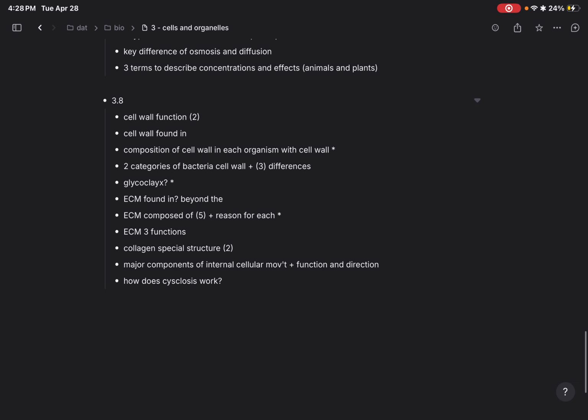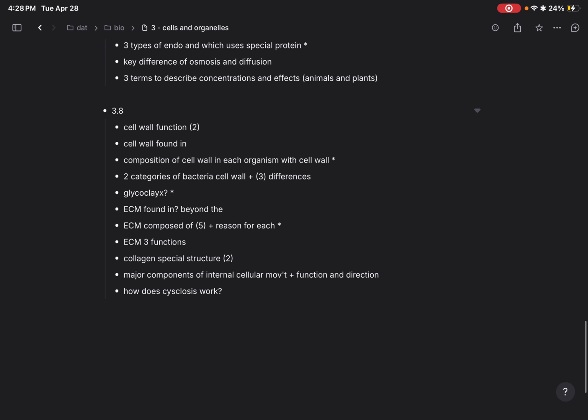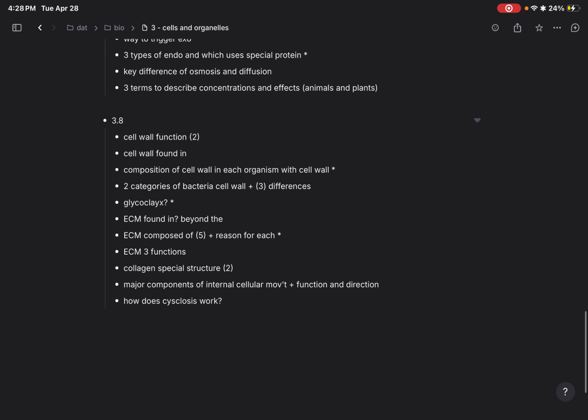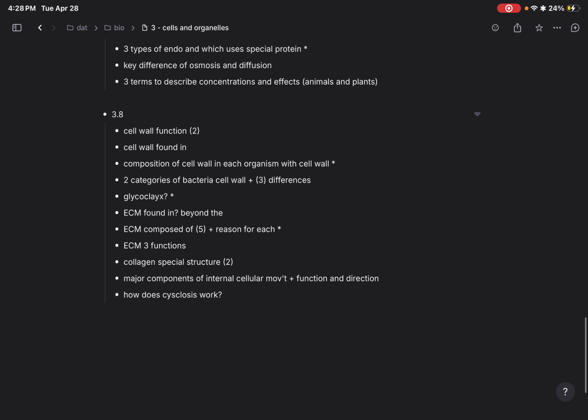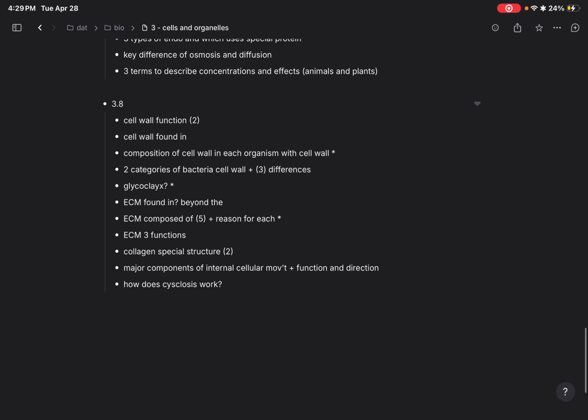Glycocalyx is like a slimy layer on the outside of cells for protection, adhesion, and red blood cell like vessels or something like that. ECM is found in animal cells beyond the glycocalyx and cell membrane. ECM is composed of proteoglycans, collagen, integrins, fibronectin, and lipopolysaccharides. Reason for each one, not too sure.